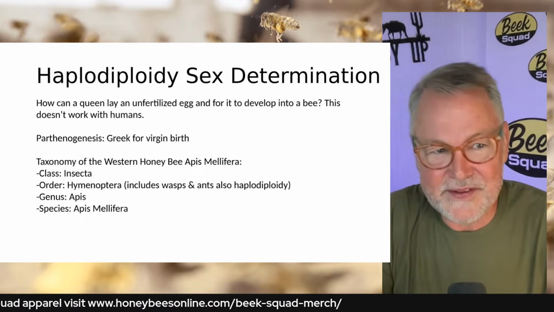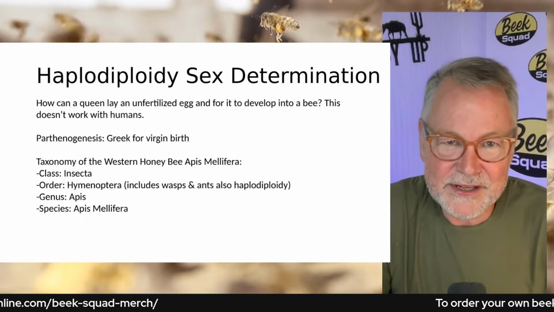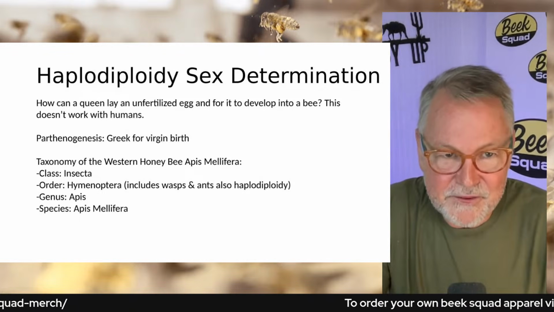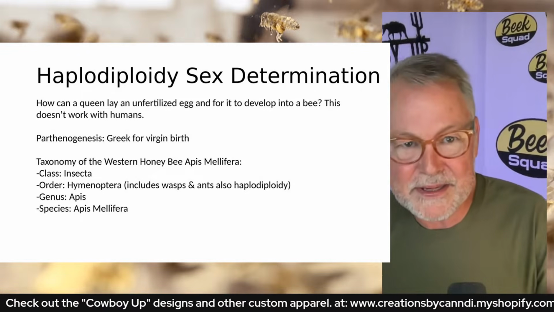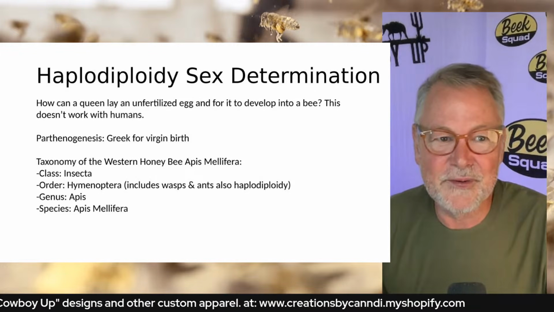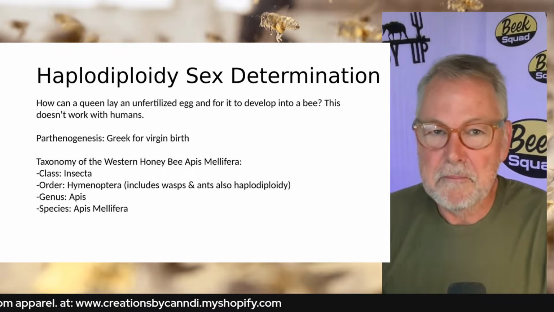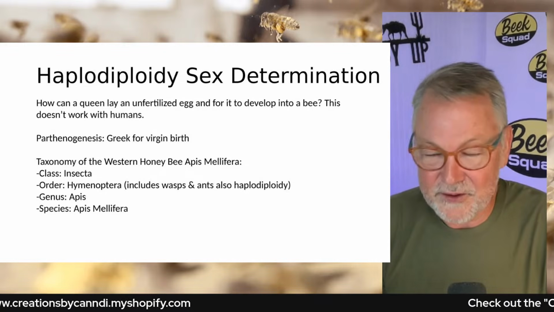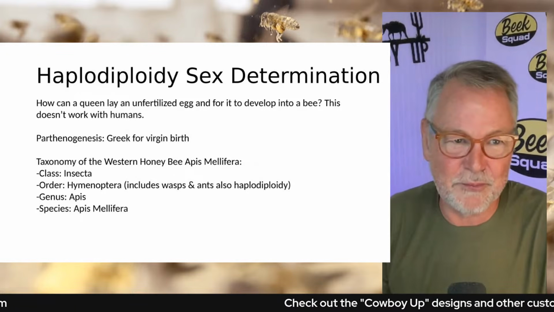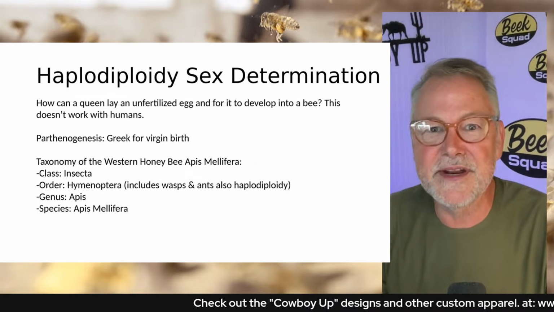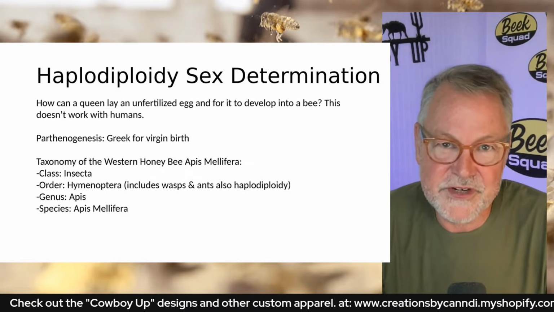So let's think about this. How can a queen lay an unfertilized egg, and for it to develop into something, into an organism, into a bee? This doesn't work with humans. And this is known as Parthenogenesis. Okay, those of you that want to be a master beekeeper one day, you're going to probably see that on a test. Explain Parthenogenesis within honeybees. And it's a Greek word for virgin birth.